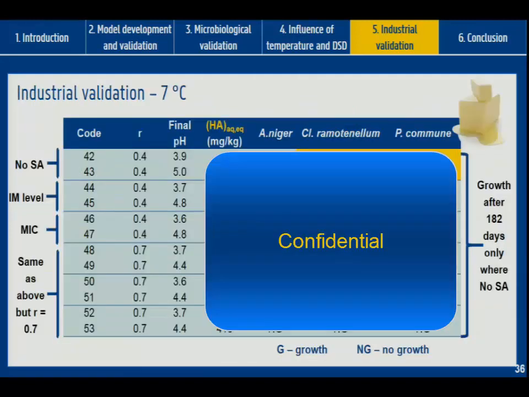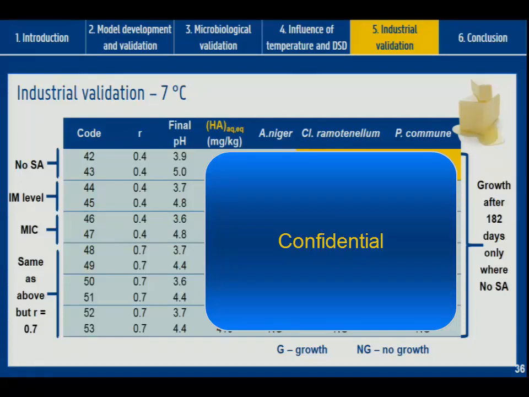And what about the industrial validation? So we placed our butter, our fat spreads, at 7 degrees for 182 days. I will explain this table a bit so that it's easier to follow. First, we need to see here that these are all of the fat spreads with 40% fat. The other ones have 70% fat.